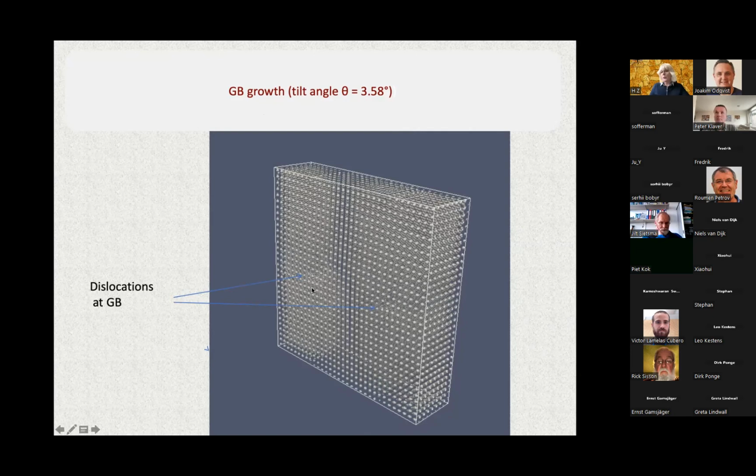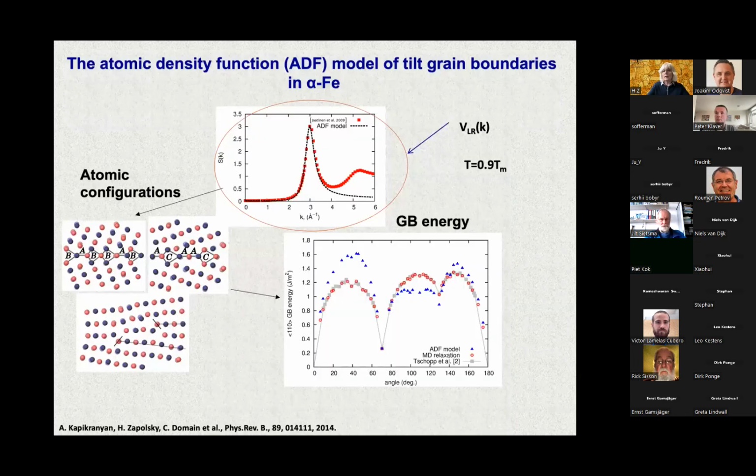So we can really reproduce in 3D the formation of the dislocations and low angle grain boundaries. We did it, we modeled the different misorientations. As you can see here, it's a grain boundary 110 in alpha iron from 0 to 180. All these points correspond to the different misorientations that you can see here.